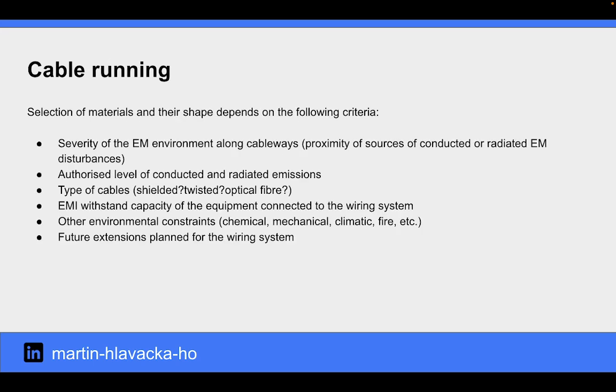Cable running. Selection of materials and their shape depends on the following criteria: severity of the EM environment along cableways, authorized level of conducted and radiated emissions, type of cables, EMI withstand capacity of the equipment connected to the wiring system, other environmental constraints, and future extensions planned for the wiring system.